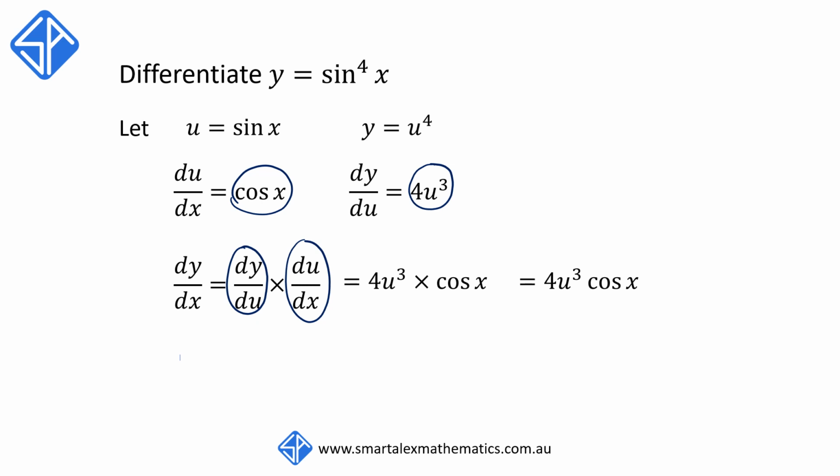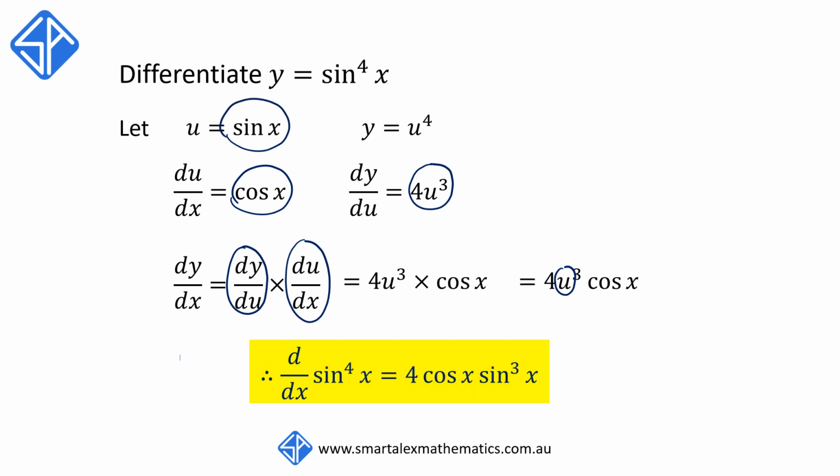And for our last step, we just replace the u with our definition of sine x. So our final answer is the derivative of sine x to the 4 is simply equal to 4 cos x times sine x cubed.